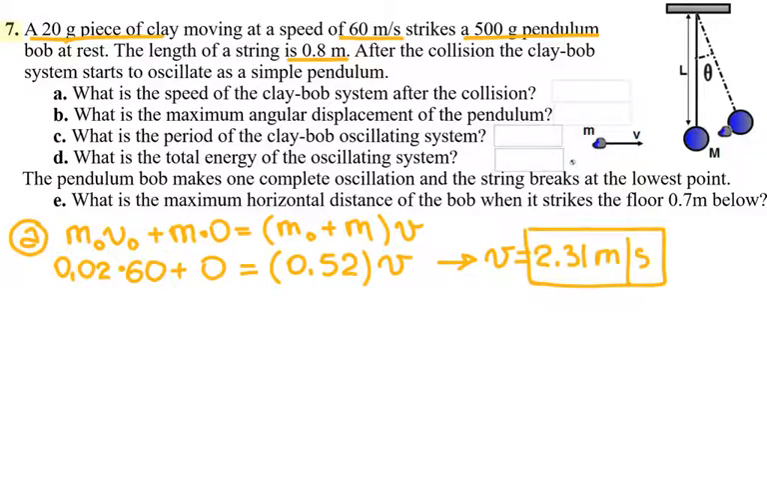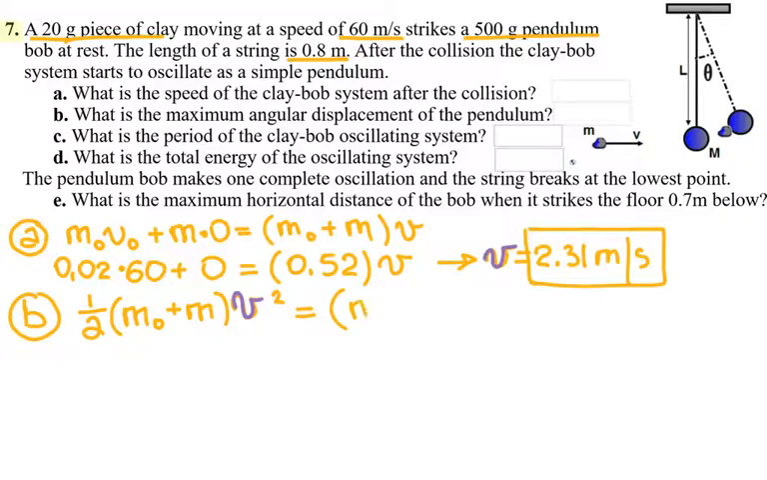Then for B part, they ask you, what is the maximum displacement of the pendulum? So for the B part, I need to equate the kinetic energy to the potential energy. So the kinetic energy of the bob after the collision is 1/2 their mass together, because they're still stuck together right after, and their velocity is squared. And when I say the velocity, I mean the velocity that I just found. And that is equal to the potential energy, which is their mass together, and g.